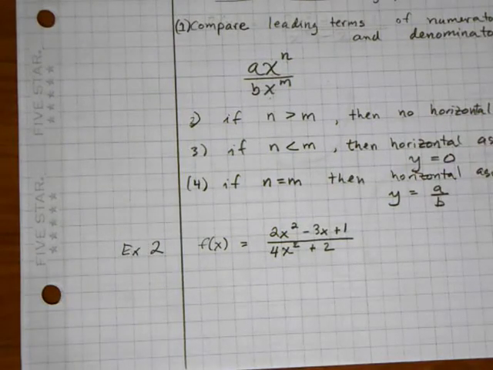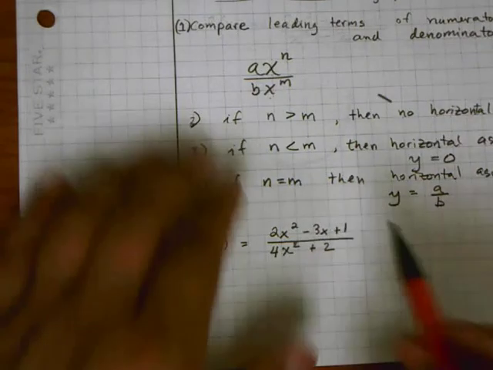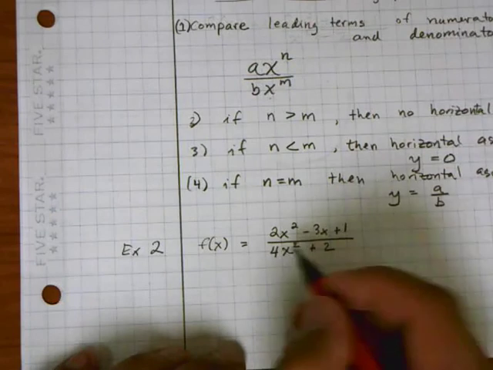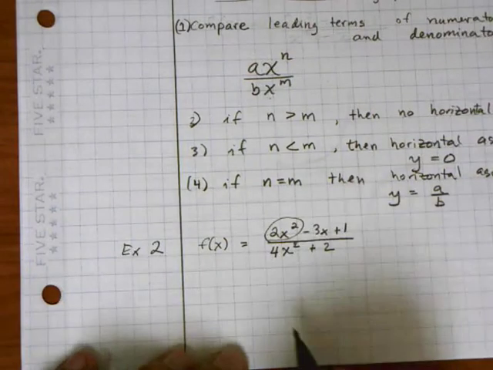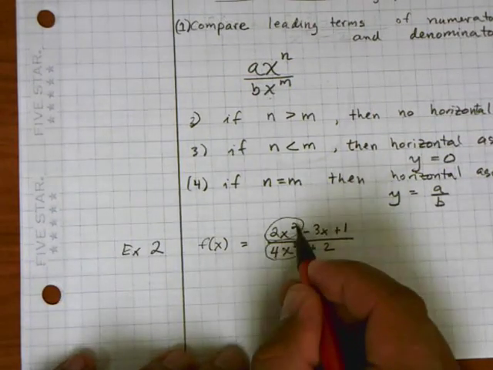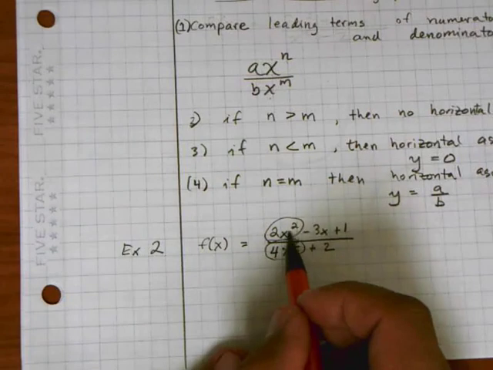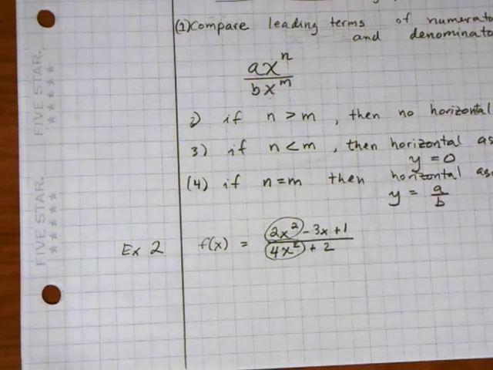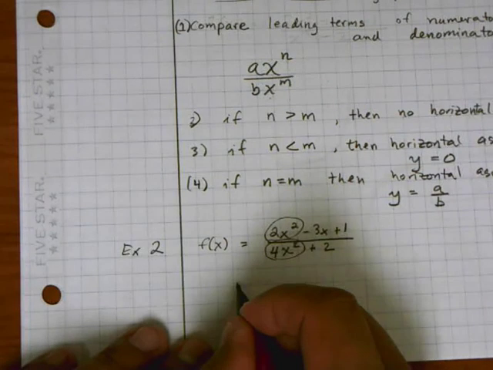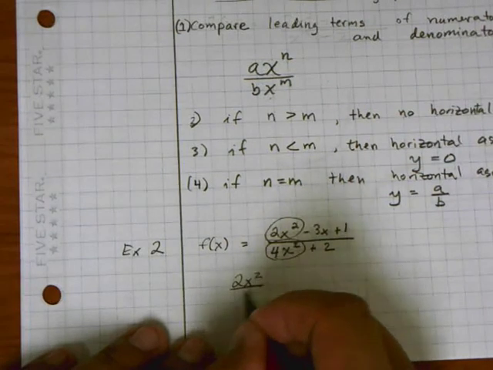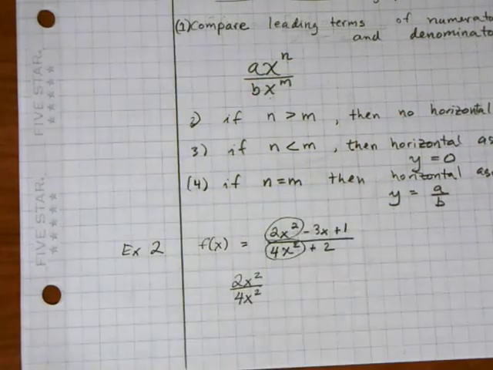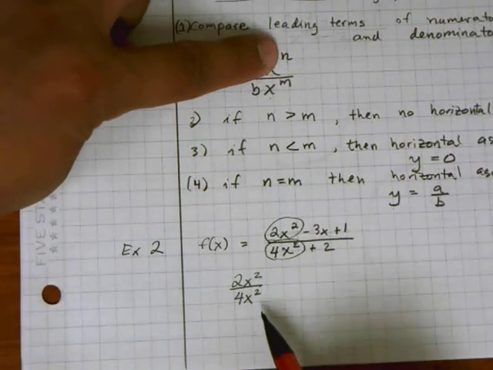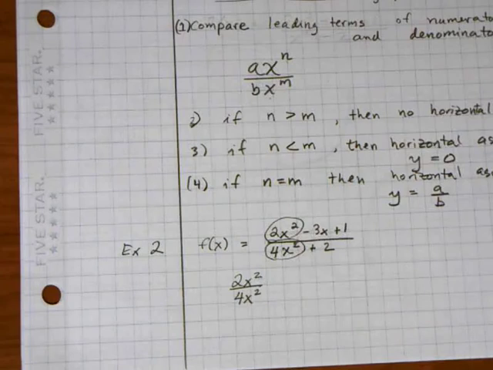and those are the terms on the top and the bottom with the highest exponents. And so on the numerator, that's this term. On the denominator, that's this term, because they both have a power of 2, and that's the highest exponent on the numerator, and this is the highest exponent on the denominator. Okay, and let's just compare them. 2x squared over 4x squared. Okay? And in this case, n is 2, m is also 2.